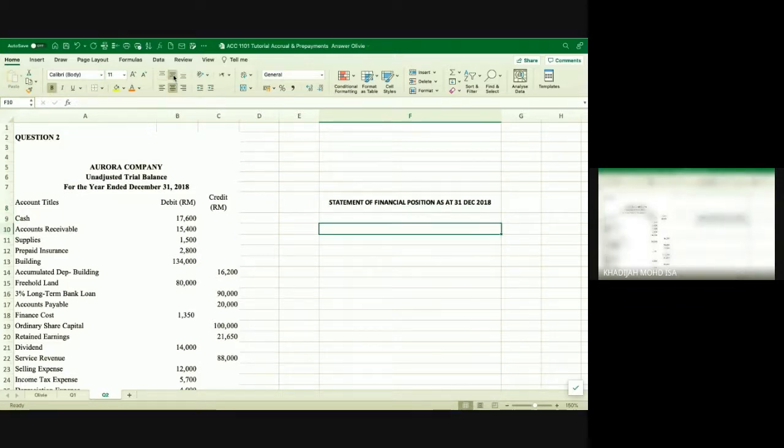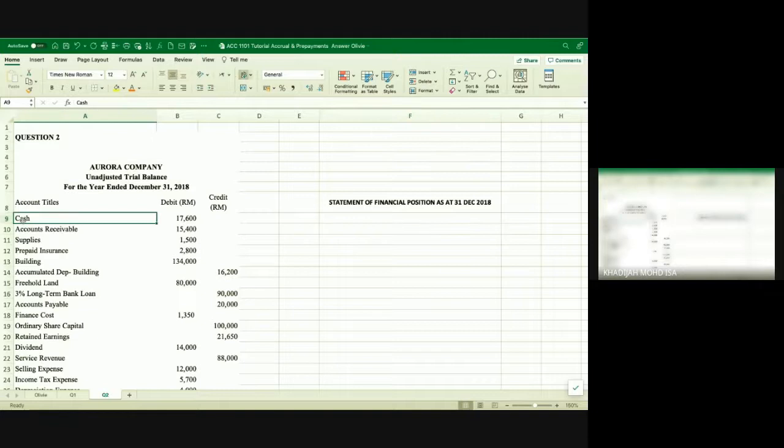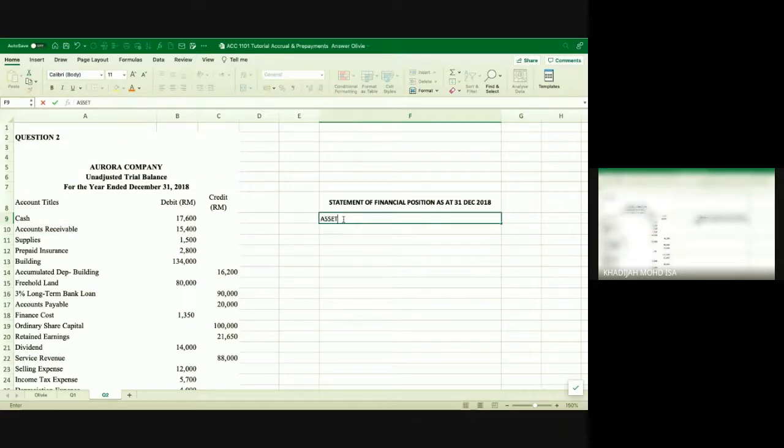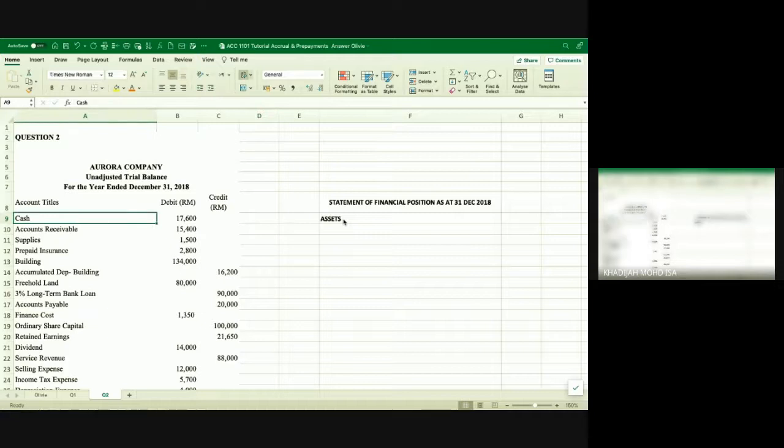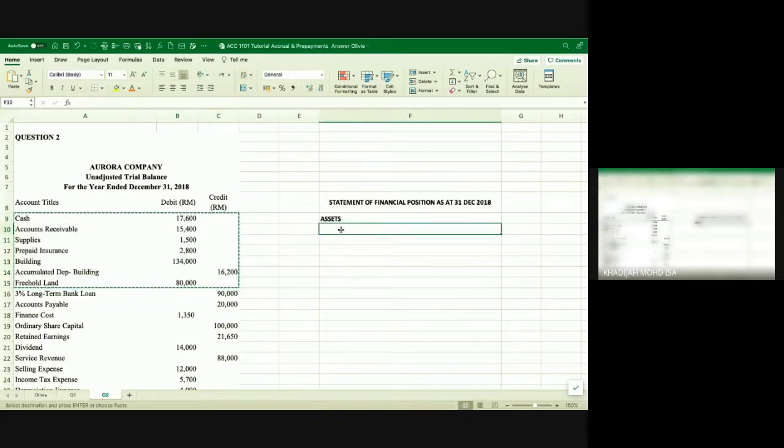Okay, so what I do is that, remember I have all these accounts with all these numbers. I will just copy, I put it here, assets first. Assets, put it in capital. So that's why it's easy for you to do in a laptop. All right, so I will copy my cash, my account together with the amount. Cash, accounts receivable, supplies, prepaid insurance, building, accumulated depreciation, freehold. Is this your asset? Yes. You Command C, you copy and then you paste it here.